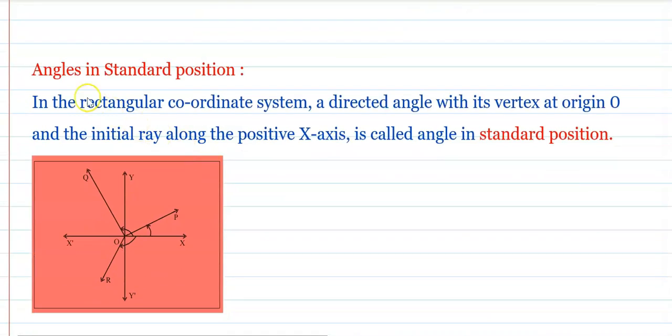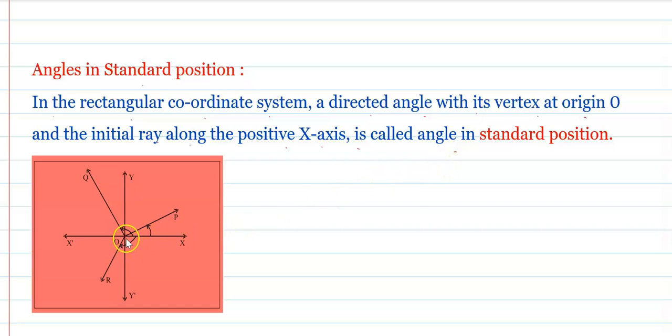Now the next, angles in a standard position. In the rectangular coordinate system, a directed angle with its vertex at origin O, vertex at the origin O, and the initial ray along the positive x-axis is called angle in standard position.